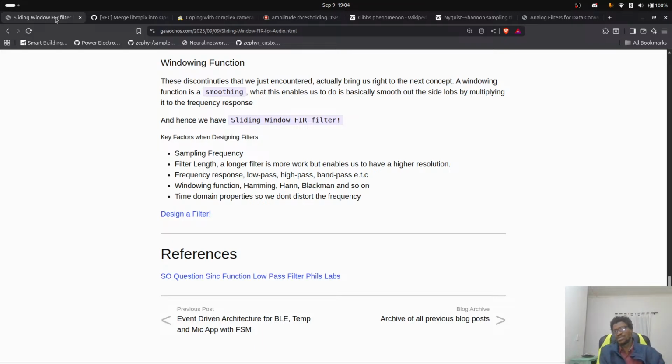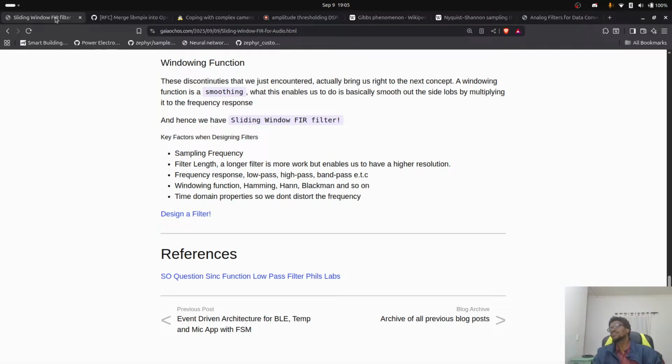And then you have a frequency response. What do you want your filter to do? This is also a factor when you're designing a filter. Do you want to do a low pass? Do you want to do a high pass? Do you want to do a band pass? Or not low pass, not high pass, but you want signals in between here or something. And there's a lot more of that. And then the windowing function for your filter itself, something like Hamming or Hanning or Blackman. There's quite a few of these. It's mathematics. They've been discovered and are quite well known.